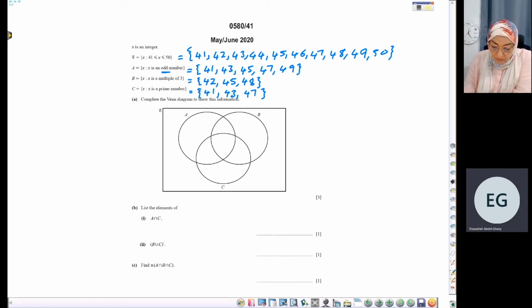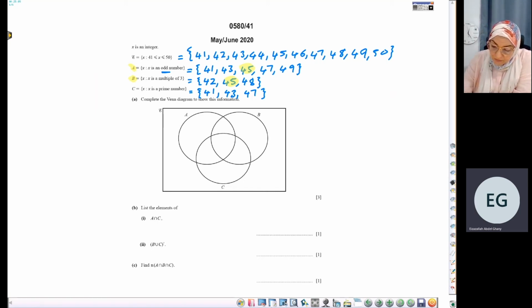Set A is having odd numbers. What is common in set A and B? Odd and multiple of 3, 45. It is an odd number and at the same time a multiple of 3. 45 is common between A and B.